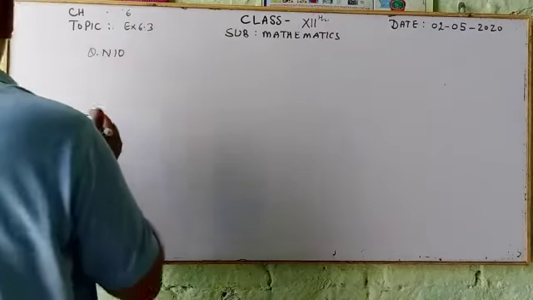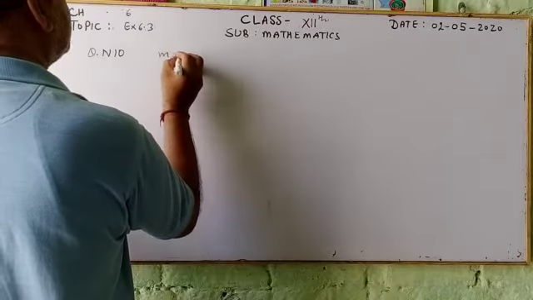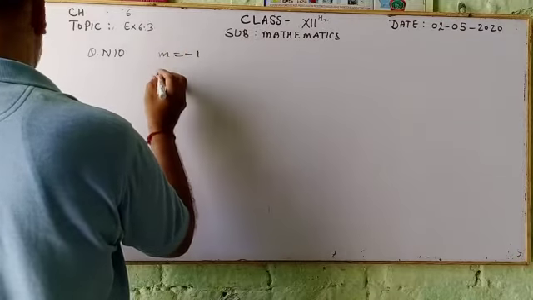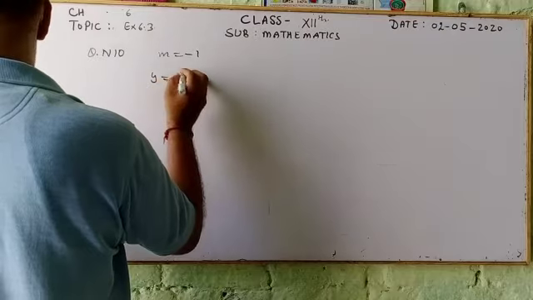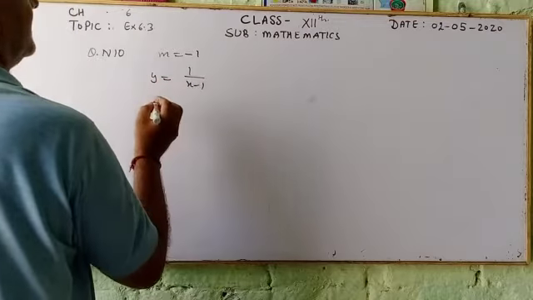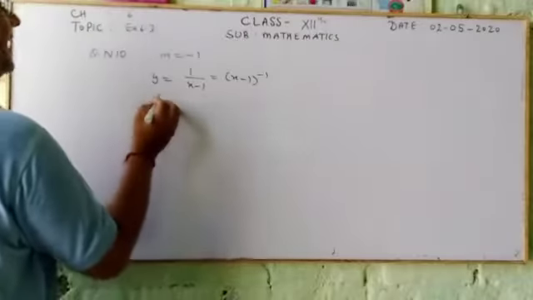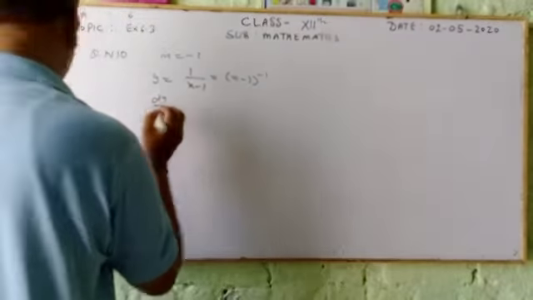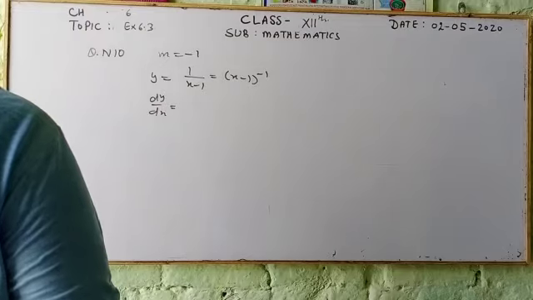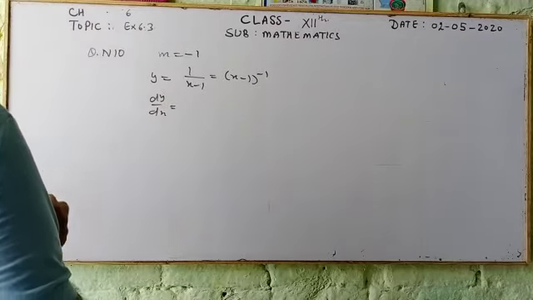Find the equation of all lines whose slope is equal to -1 and which are tangent to the curve y equal to 1 upon x minus 1, that is, (x minus 1) raised to the power minus 1. We find dy by dx also here. So find the equation of all lines having this slope and tangent to this curve.